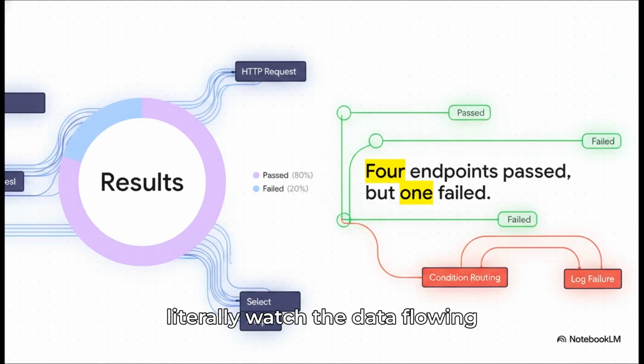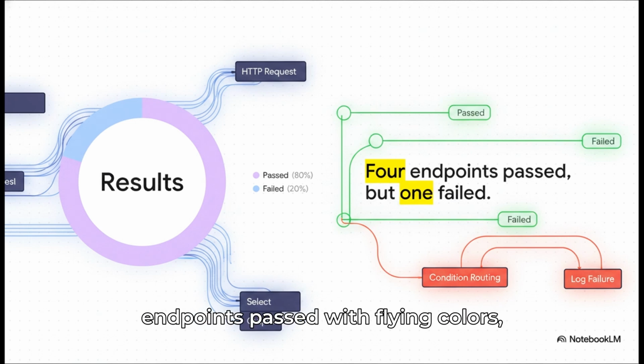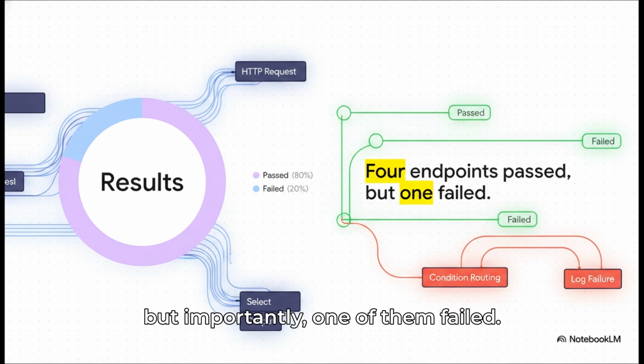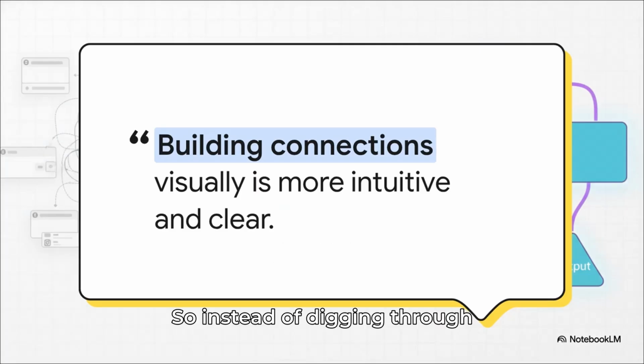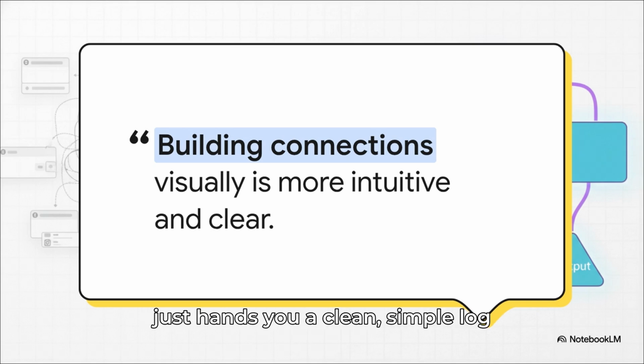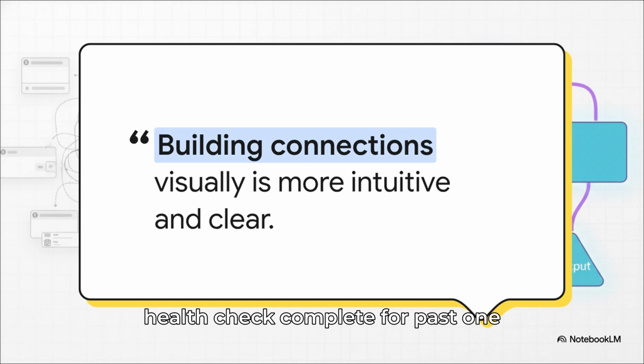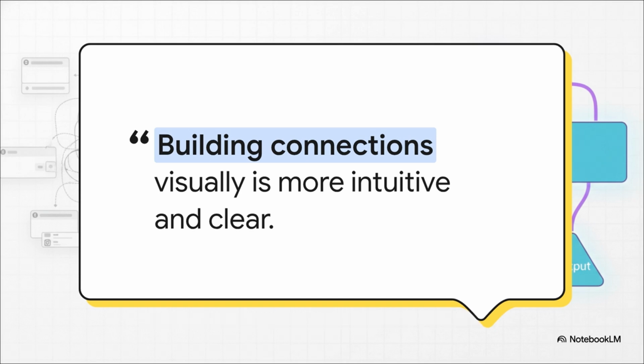You literally watch the data flowing between the nodes right on the screen. The results pop up immediately. 4 of our critical endpoints passed with flying colors, but importantly, 1 of them failed. And because of that conditional routing we set up, the flow instantly caught it and logged the exact point of failure. So instead of digging through browser network tabs and manually firing off individual requests all morning, your canvas just hands you a clean, simple log. Health check complete. 4 passed, 1 failed due to a billing API timeout.